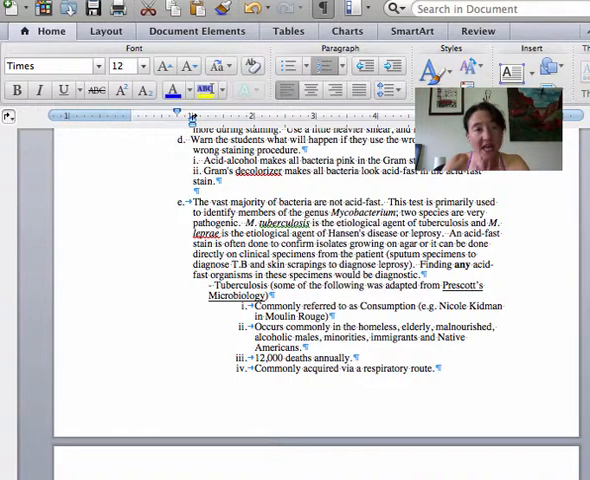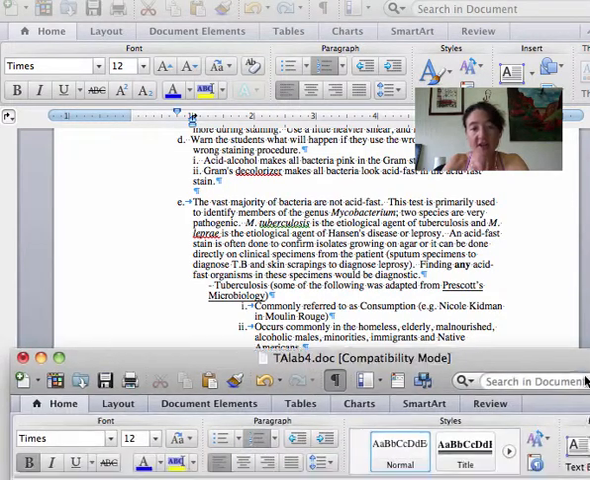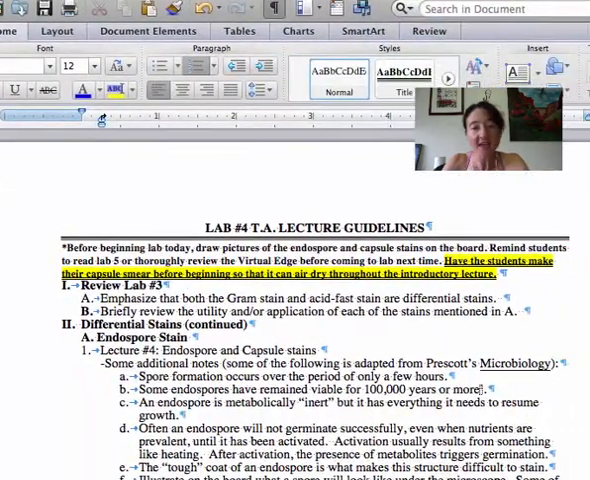Now on the flip side, during lab 4, this is not nearly as large of a lab day, and that means that there may be time during Thursday's lab for them to go back to some of the earlier stains that I know some of them were unable to finish.